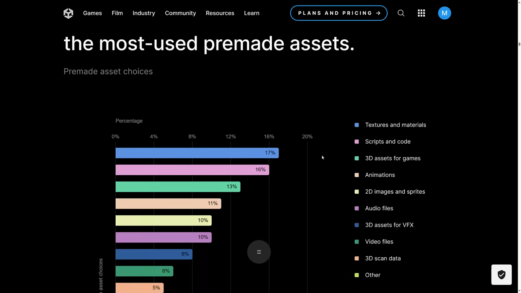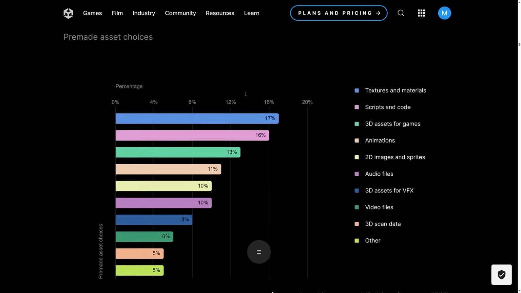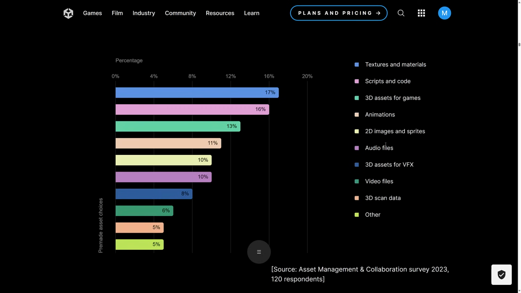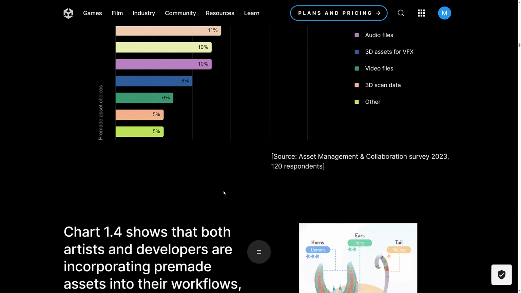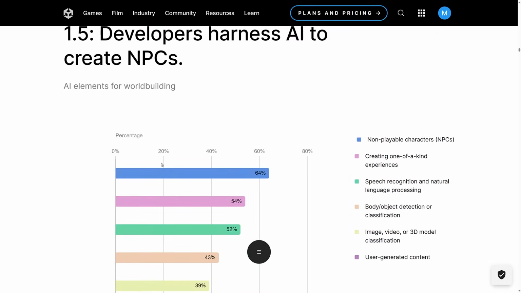And then we go on down here, what the textures and materials are the most used pre-made assets. So if you're using things, I assume this is Unity Store type purchased asset stuff. Textures and materials, number one, script and code, number two, 3D assets for games, number three, animations, number four, 2D images and sprites, audio files, and then down from there. This seems about right to me, to be honest. And then we go on down. What do we got next?